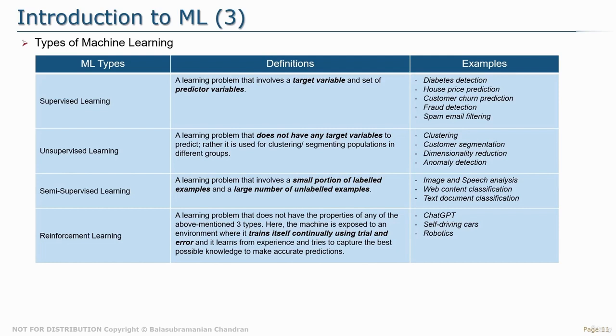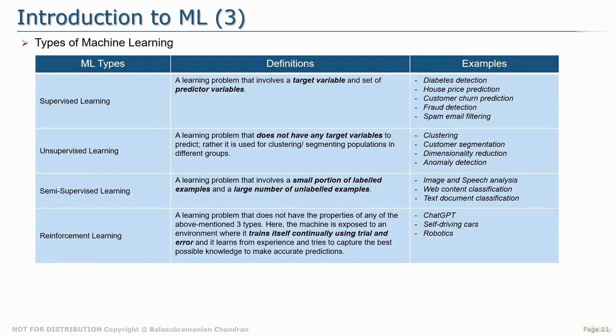Customer churn prediction, predict whether a customer will leave or stay with us based on age, income, buying pattern, frequency of purchase, amount of purchase, number of complaints made, feedback, etc.